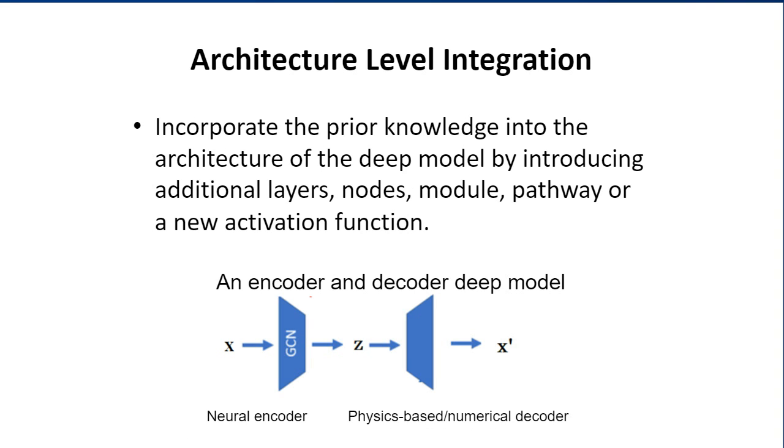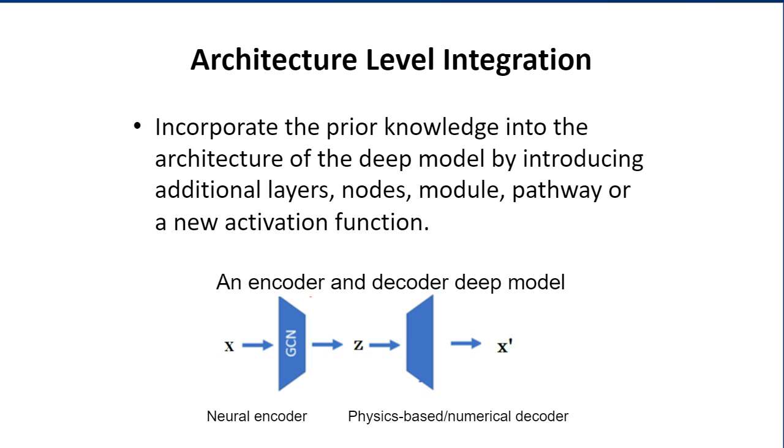Now, the third level of integration is the architectural level integration. So basically, we want to incorporate the prior knowledge into the architecture of the deep model by introducing additional layers, nodes, modules, or pathways, or a new activation function. For example, the encoder-decoder is a very well-known deep model. It includes an encoder and a decoder, right? Given the input, the encoder generates the latent representation Z, and the decoder uses the latent representation Z to reconstruct the input. So we can train the model by minimizing reconstruction loss.